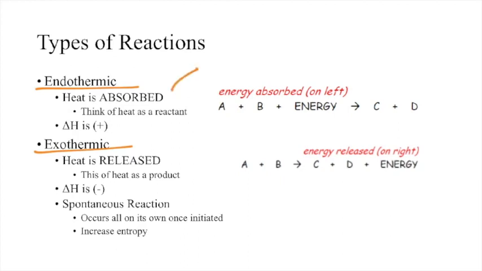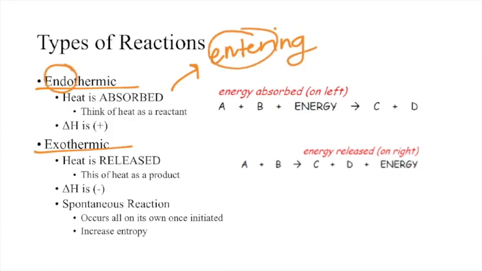Endothermic, heat is absorbed, or we can think of it as heat is entering the system. Endo, enter, right? So heat is a reactant. It's going to be on the left side of our equation. And whenever we have an endothermic reaction, our delta H is going to be positive. Okay. So when we have something entering, we also have something exiting.